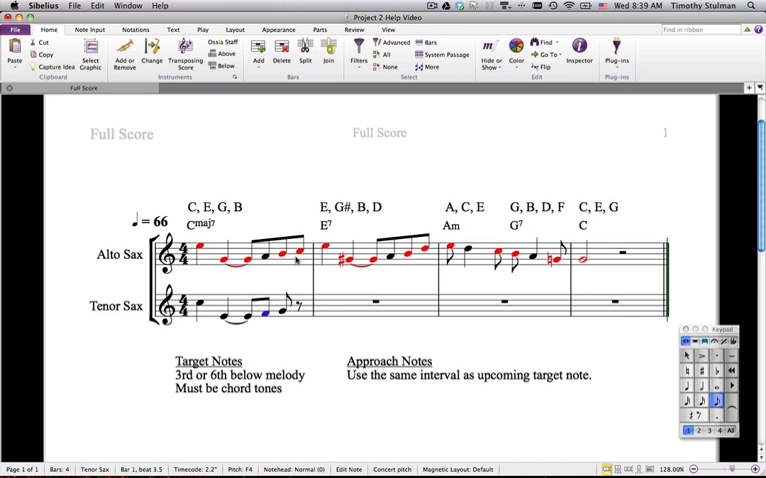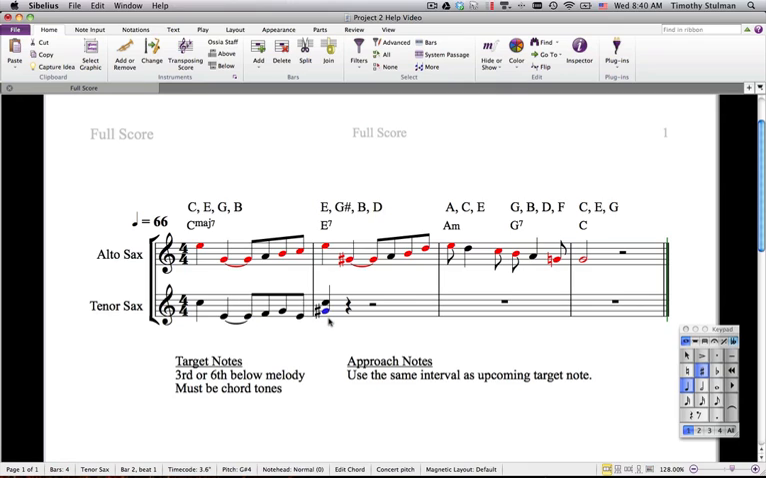Now let's harmonize this target note. A third below is A, and a sixth below is E. Because A is not a chord tone, we can't use it. We have to use the E instead. Let's repeat this process for the next two target notes. A third below E is C, and a sixth below is G sharp.